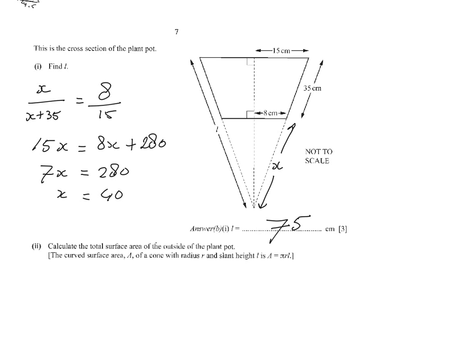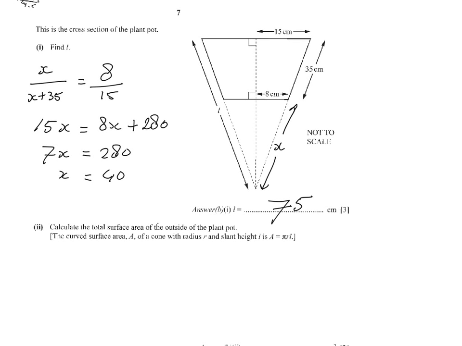Moving on. Calculate the total surface area of the outside of the plant pot. So the total surface area of that plant pot. And they give you the formula, the curved surface area A of a cone with radius r and slant height L is pi r L. Well, that's a formula you should just know. But anyway, they give it to you. But don't be scared of those formulas. Pi r L, pi times the radius times the slant height.